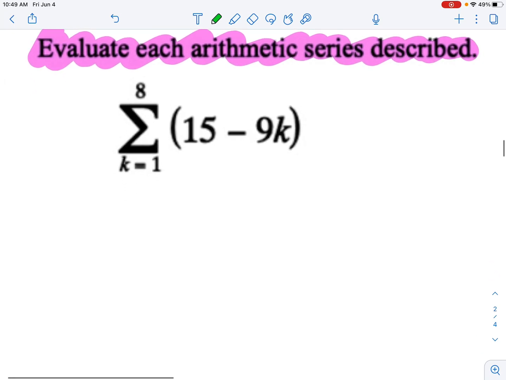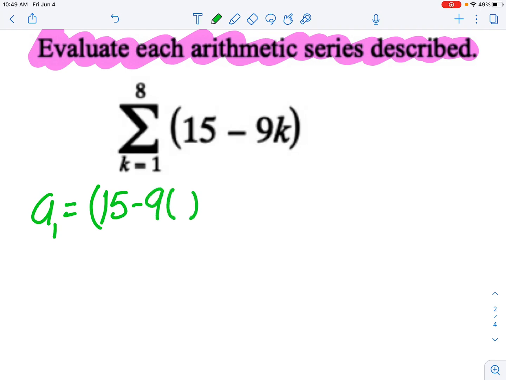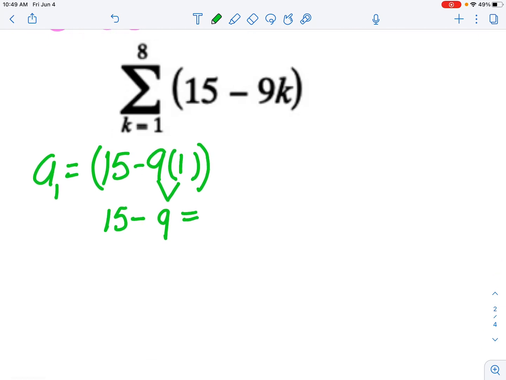So let me show you how to get the first term. a1 is equal to, I'm going to take what I have in the parentheses here and write 15 minus 9, but instead of writing k, I'm going to write 1, because 1 is my first number. 9 times 1 is 9. I bring down my 15 minus. 15 minus 9 is equal to 6. And there you go. Our a1, our first term, is 6.